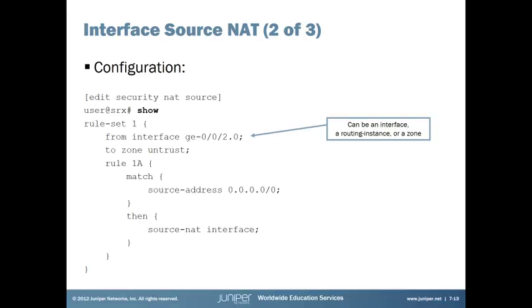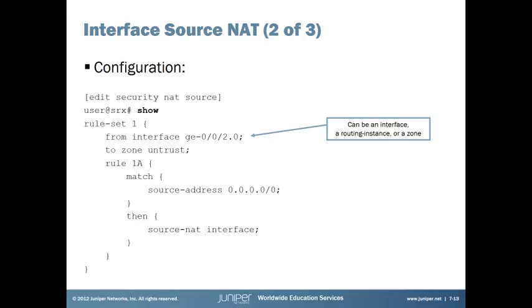But I don't have to put an interface. I could put from a zone, and then in the zone, I could have multiple networks, and any of those networks that are in that zone would be matched against this source NAT policy.